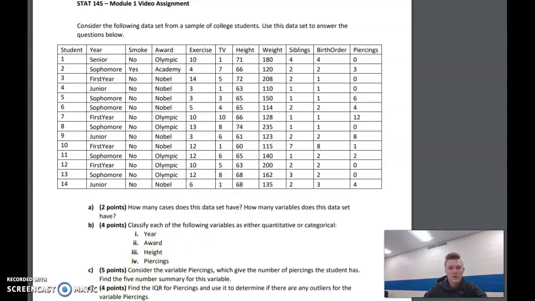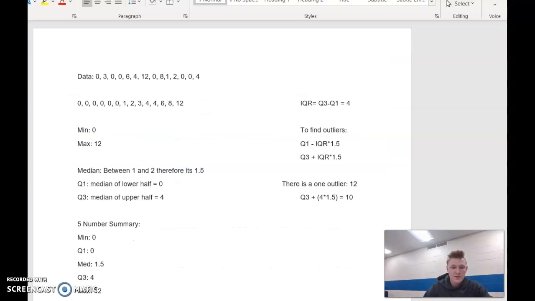And now as we move on to question C, I'm now going to explain to you how to answer the 5-point summary. Correction, 5-number summary. For question C, the 5-number summary asks us to dissect the amount of piercings that the students have. So first I listed all of the piercings that they gave us in the chart, and then I put them in order, and I did that because I could see the min and the max very easily when I put them all in order.